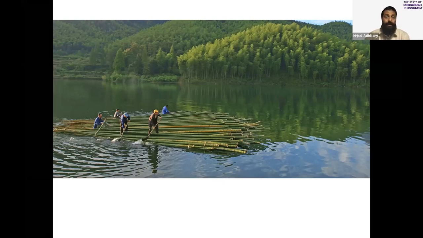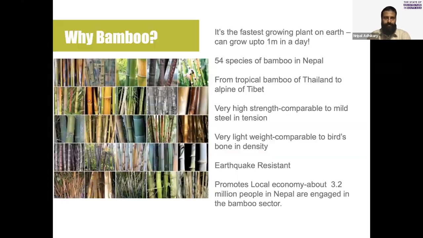Unfortunately, it's not considered timber in our country. That means the regulation allows it, and it's very easy to cut bamboo. We've got lots of species of bamboo, 54 species, and it's called the cultural association. It grows really fast. It can be compared to steel in its strength. Something like that fits all the boxes in terms of sustainability.